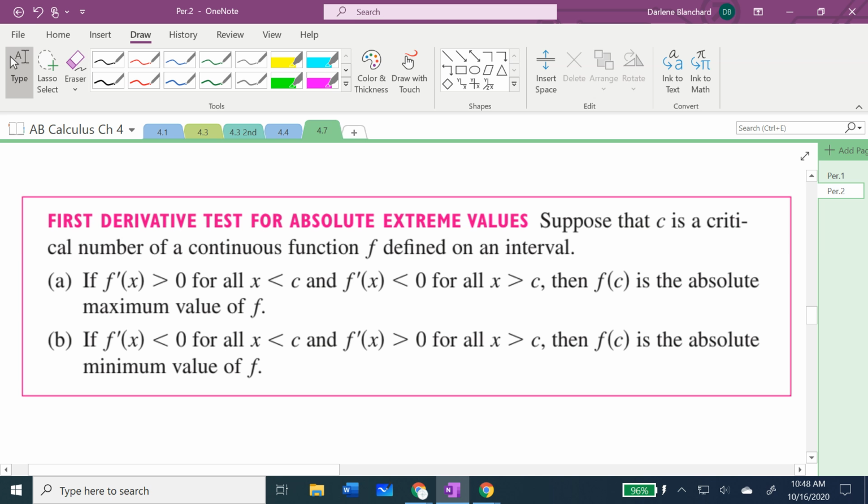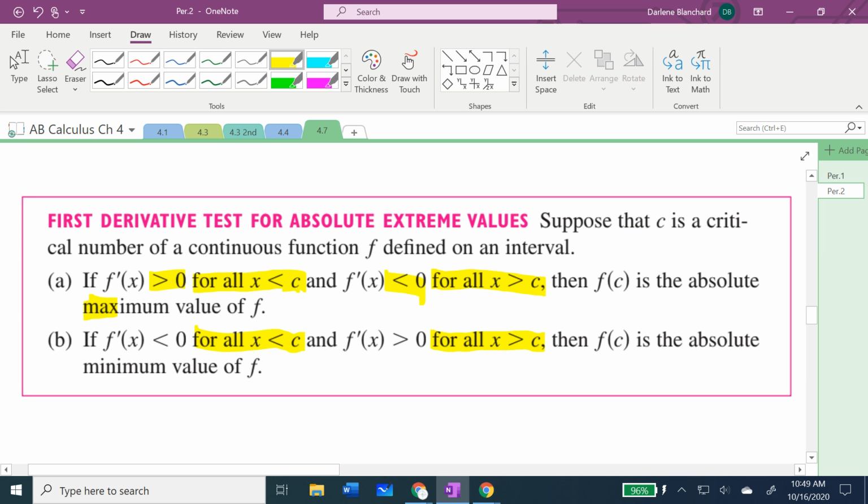Understand this is not the first derivative test for relative maximum minimum, but it is similar to it. The key thing that is different is that you have to explain the domain. When you're explaining a relative maximum, it's sufficient to say that f prime changes from positive to negative at c.